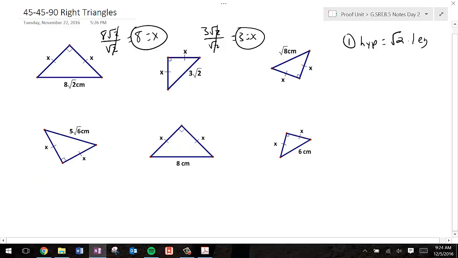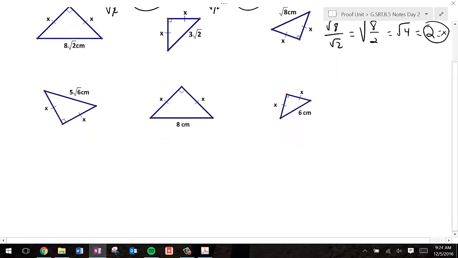And in my third one, it kind of works out for us. I've got square root of 8 divided by square root of 2. Think of that as being written just like this. Square root of 8 over 2, which is square root of 4, which is just 2. So x equals 2 in that case. When we get down to the bottom ones is when we start to have to really think about it.